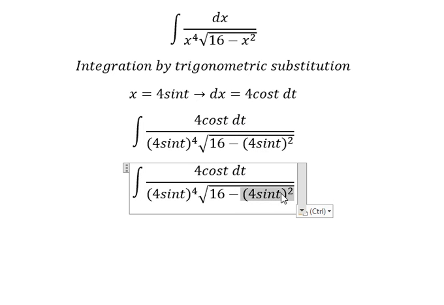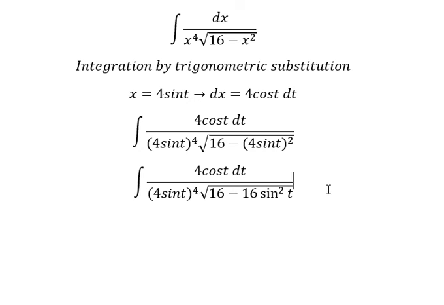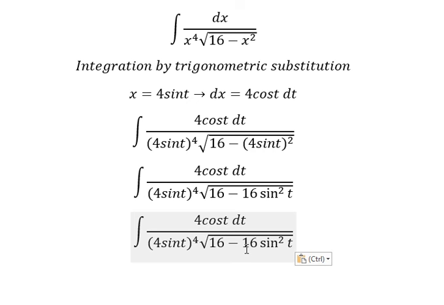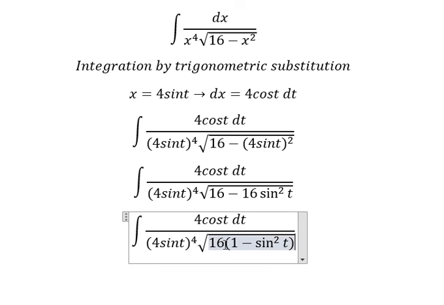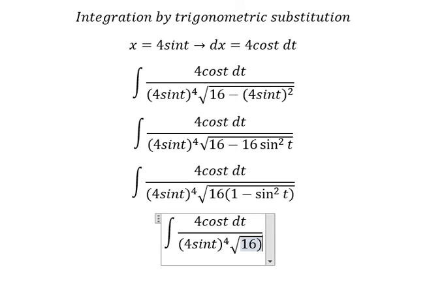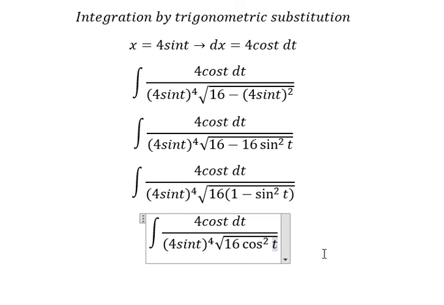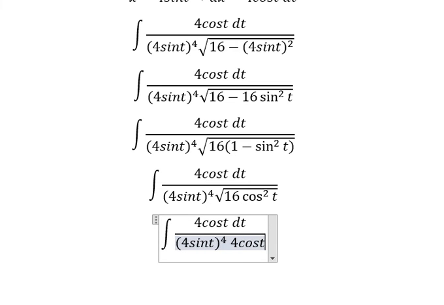So this one we have 16 sin t square. Number 16, we can do factorization. This one we have cosine t square. The square root of 16 cosine t square, we have 4 cosine t. And now we need to simplify.